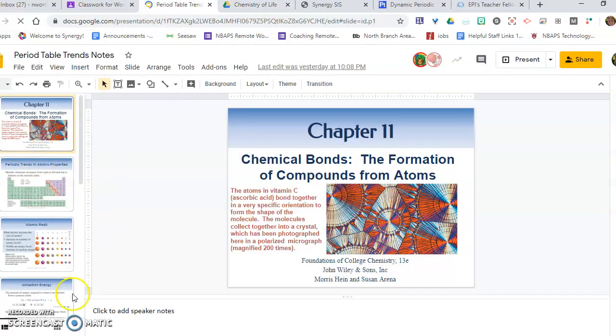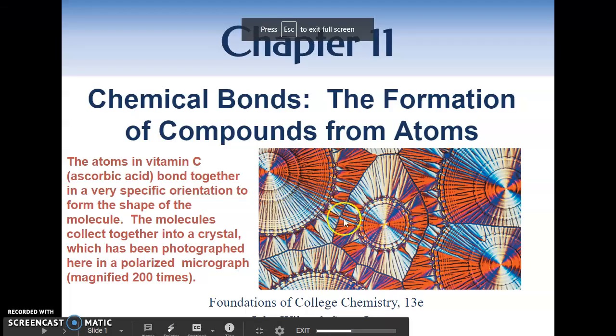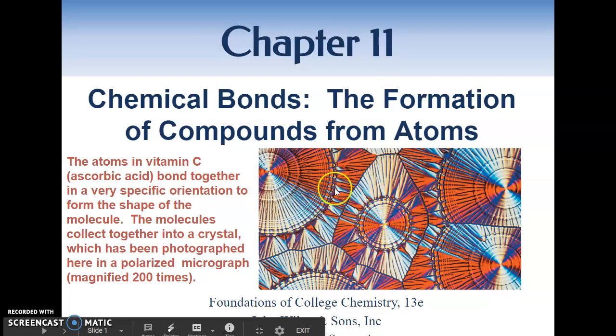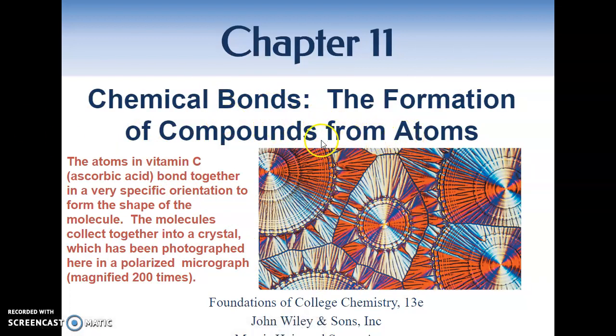Okay, so I'm just going to run through the notes with you, and then if I have time, I'll do a little bit with the worksheet. So, this is kind of a cool picture of vitamin C, how it's bonded together. So we're going to be talking about chemical bonds, how compounds are made from atoms. Some of this you've done before, so I'm hoping it won't be as hard as our electron configuration.